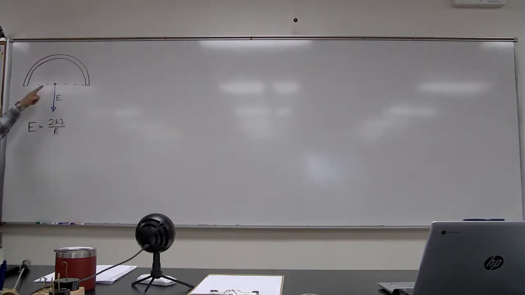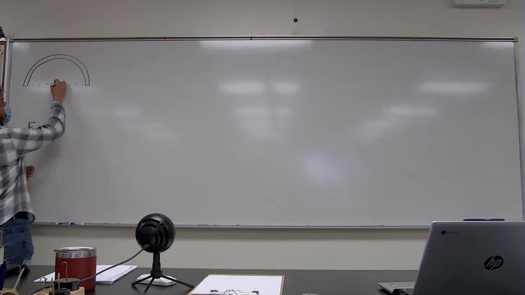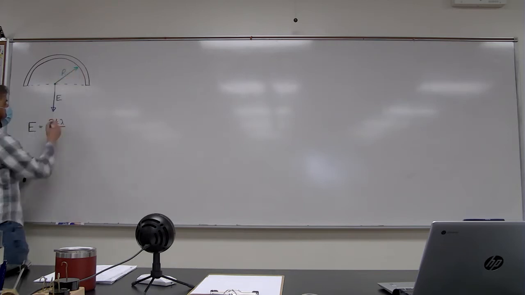But we determined that the electric field strength at this point, at the center of a half circle of positive charge, because the electric field lines are pointing away, is given by 2 times Coulomb's constant times the charge density lambda divided by the radius of the half circle. Right, the radius here.